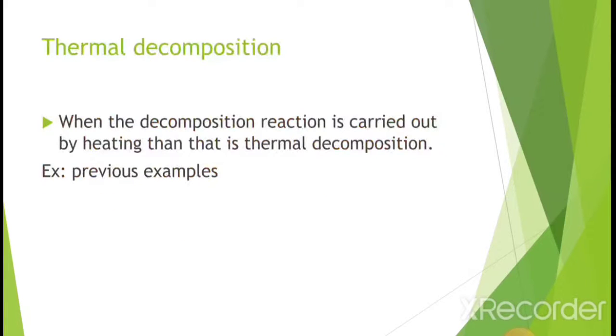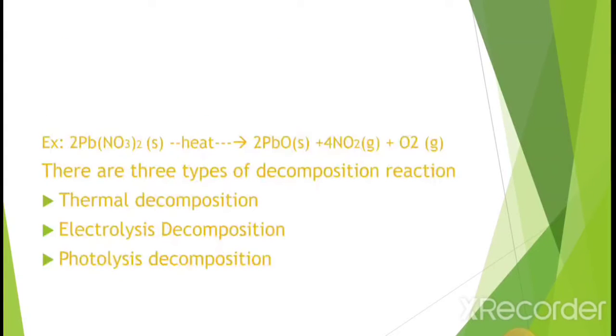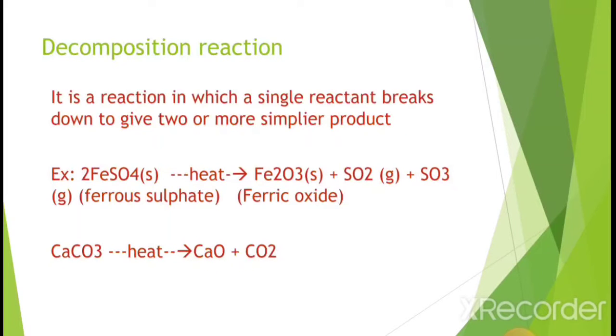Thermal decomposition is when the decomposition reaction is carried out by heating. Some examples are the previous ones. You can take this lead nitrate. When a reaction is carried out by heat, that is thermal decomposition. And this ferrous sulfate is heated. For thermal decomposition, to indicate it you have to write heat above the arrow mark, or else it will not become a thermal decomposition, because you are not representing that this reaction is done by heating. To write the equation in a decomposition reaction, you have to write heat.